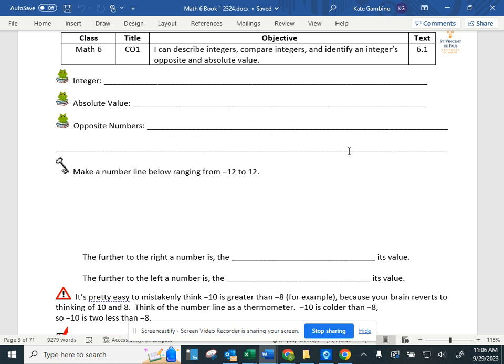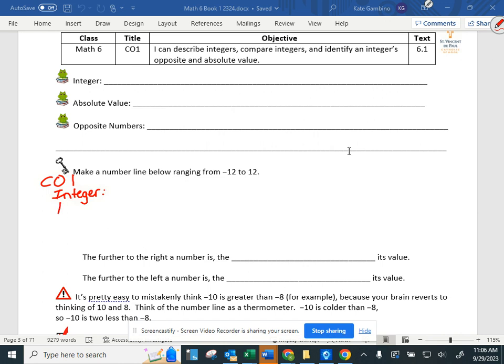So for CO1, you're going to write that on your help sheet. You're going to write CO1, and you're going to write what the definition of an integer is. So look in your binder and write the definition of integer: a positive or negative number that is not a decimal or a fraction. It's important to know that an integer cannot be a decimal or fraction.